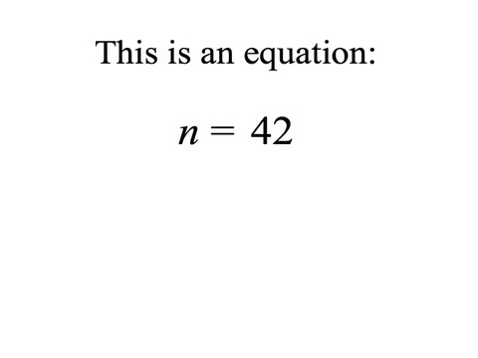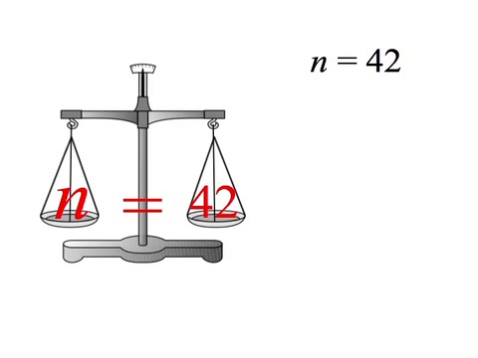Let's go back to our first equation. N is equal to 42. Well, equations have often been compared with balance scales. The left side of the equation is equal to the right side of the equation. If that's true, then they should balance in a balance scale. So we show that N is equal to 42, and in our balance scale, they balance.